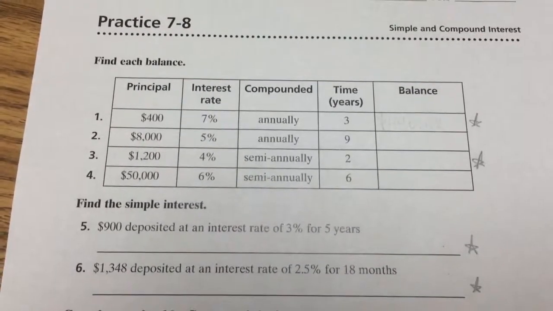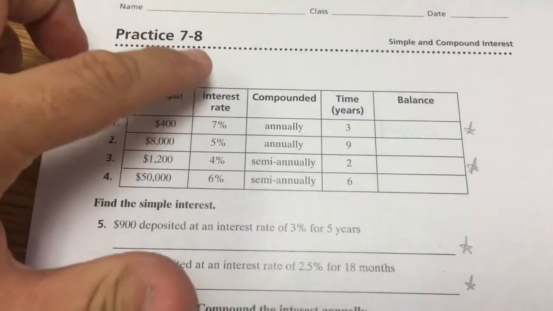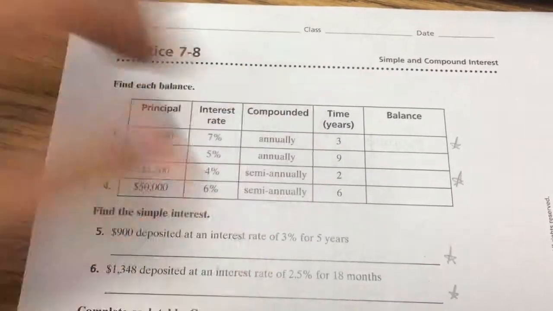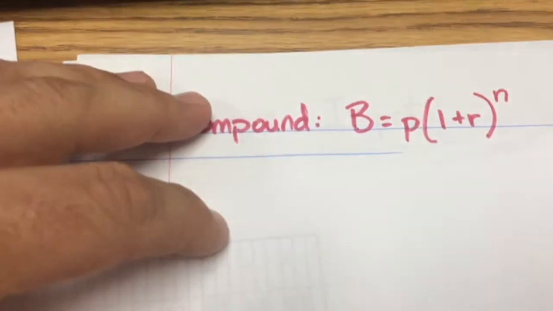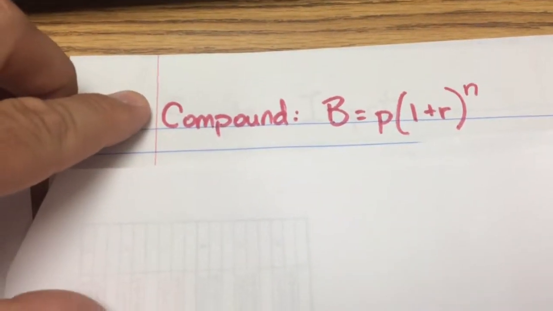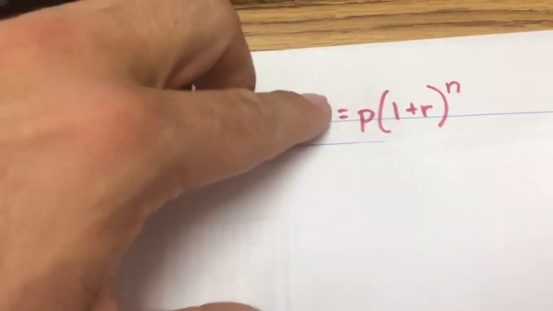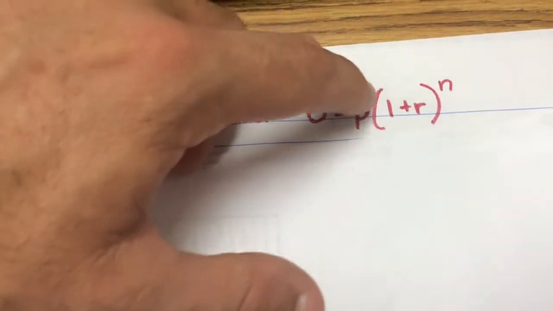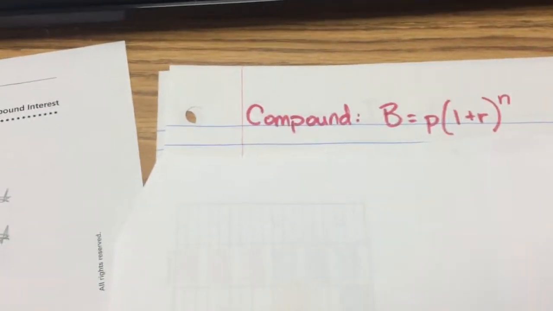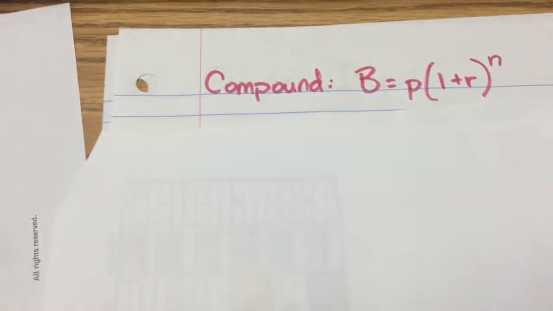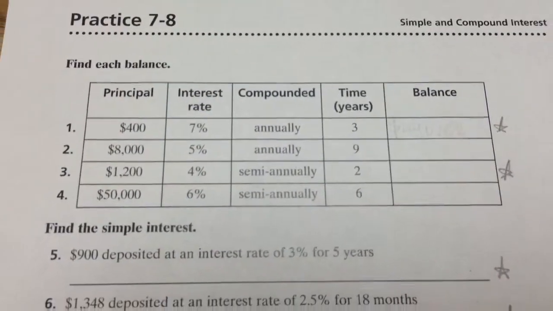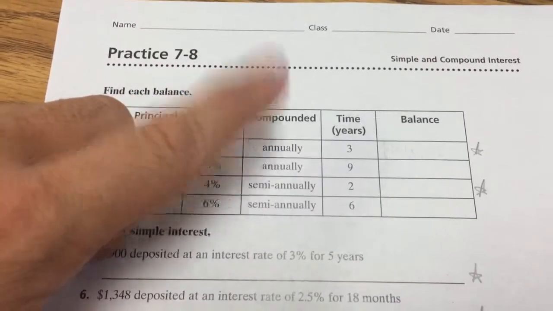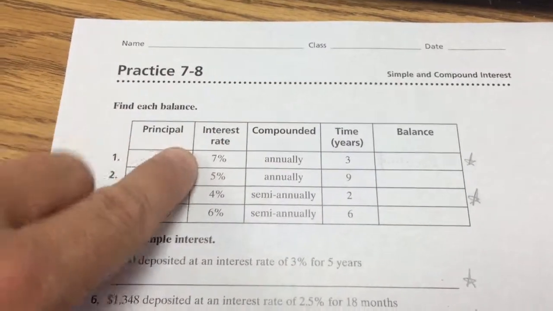You can see that it tells us to find each balance, and we've got our principal, interest rate, how it's compounded, either annually or semi-annually, and the number of years. Now, our equation that we need to know for compound interest is: balance equals principal times 1 plus the rate in parentheses, raised to n, which is the number of times that it is compounded. So we're going to come over here and do number 1. One clue to look for first is, is it annually or semi-annually? If it is annual, you just use the numbers that are provided for you.